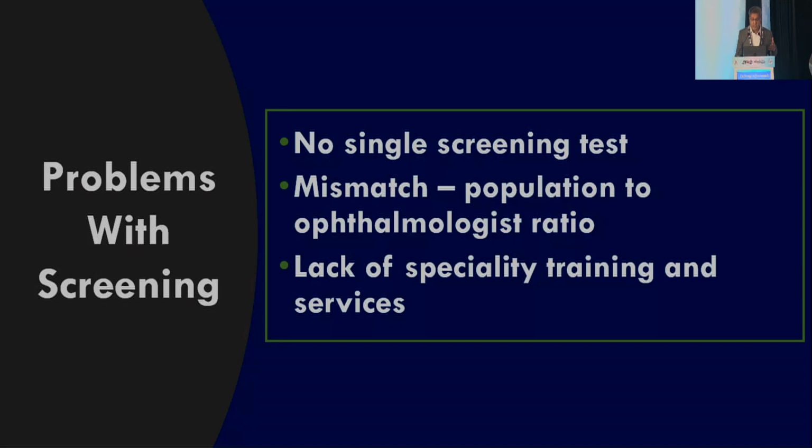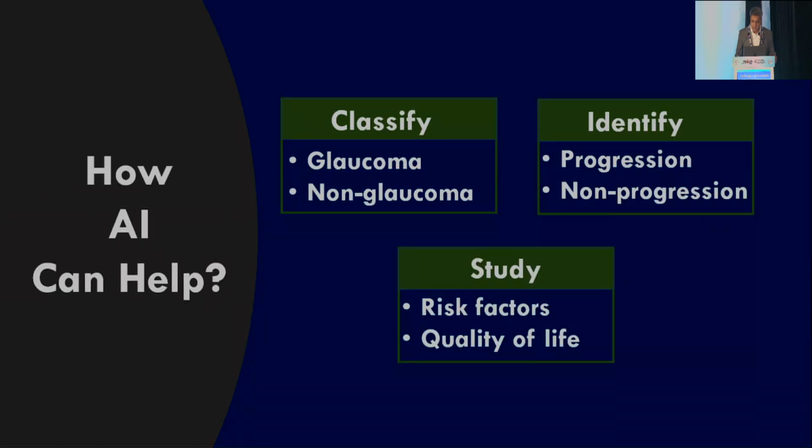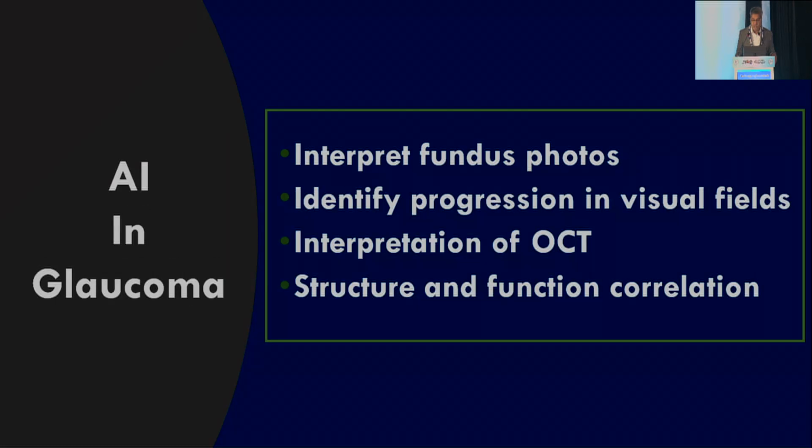There is no single screening test. There is a mismatch between the population and ophthalmologists, and we are finding the best ways to screen so that we can detect early. But still, opportunistic screening is the best. And there's a lot of problem in specialty training and all that. So how can AI help at this point of time? It can classify whether it is glaucoma or non-glaucoma. It can also identify the progression, especially quick progression, quickly. And then it can also study some of the risk factors and, of course, quality of life.